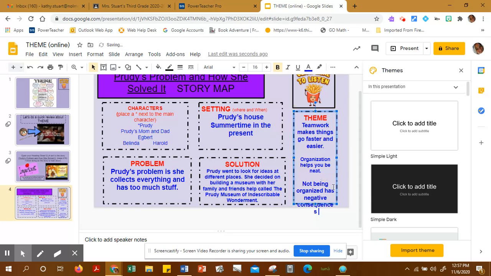Okay, Mrs. Stewart needs to make some more room here. So here we have three different themes. The second and the third one are sort of similar. It's just that one has more of a positive spin than the other one, but they all still mean the same. Okay, teamwork makes things go faster and easier. And then we have our two about organization. Organization helps you be neat, or not being organized has negative consequences. All right, boys and girls, nice job on our story map for Prudy's problem and how she solved it. When you click to the next slide, you're going to be reading some short passages and trying to determine what the theme is of each passage.